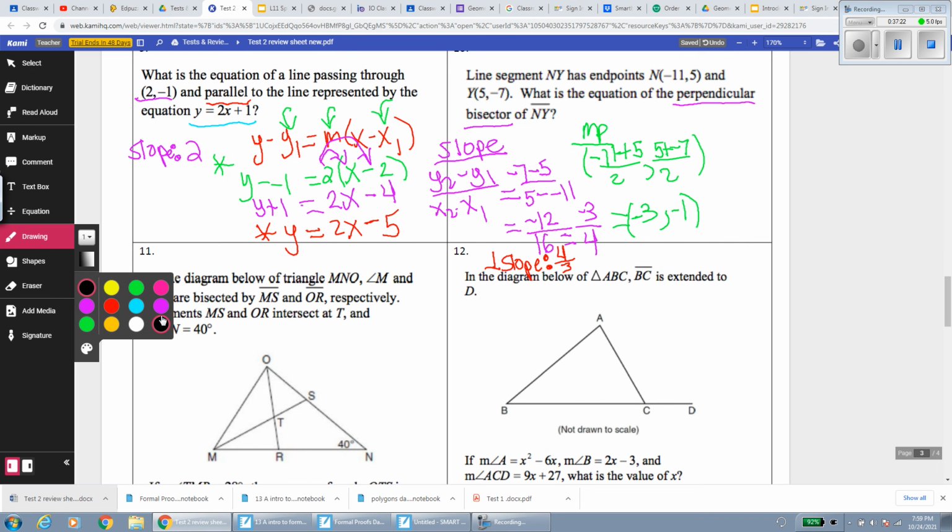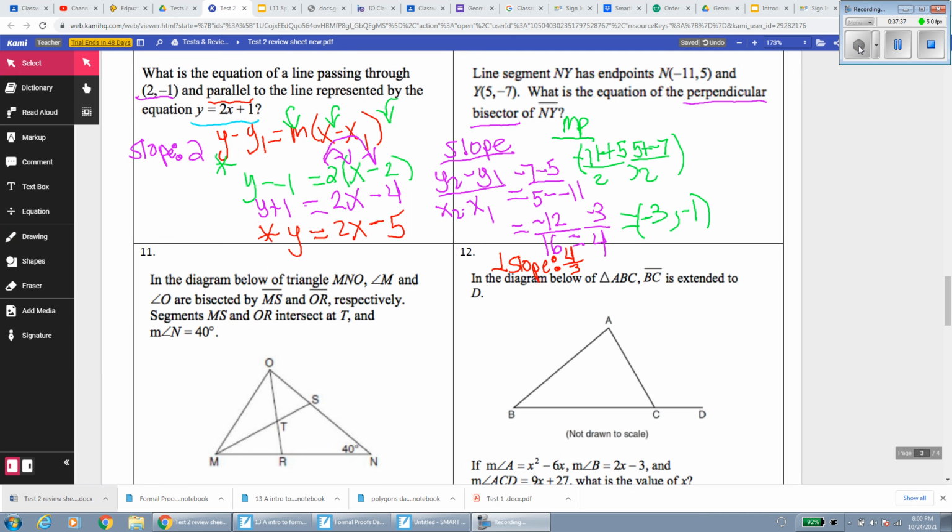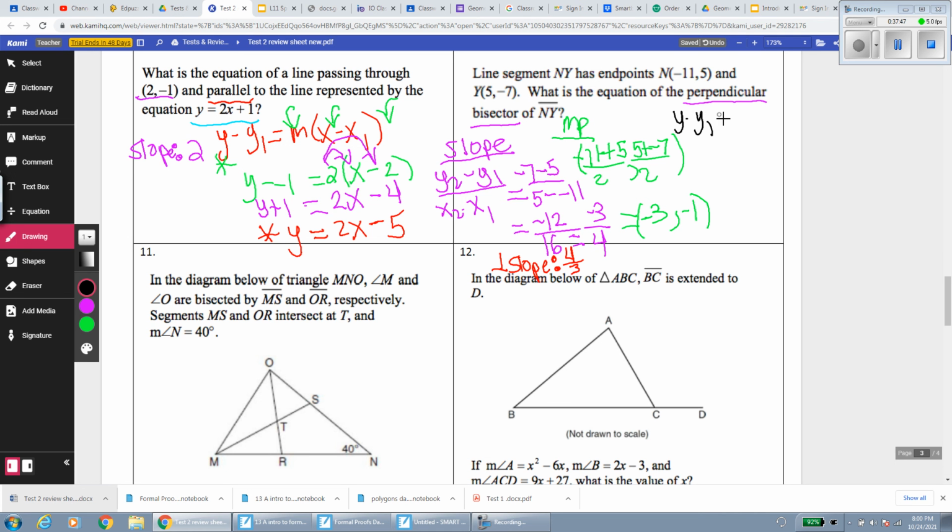So use a different color. Remember that point slope form, and I'm trying to get some more space here, but I'm kind of running out of space. Let me see if I can move some stuff over. Okay, that's as best as I can do. So point slope form is, let me go back to drawing, y minus y1 equals m times x minus x1.